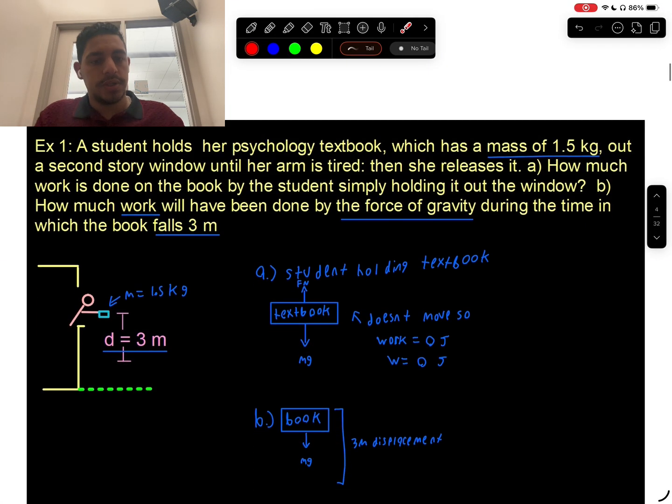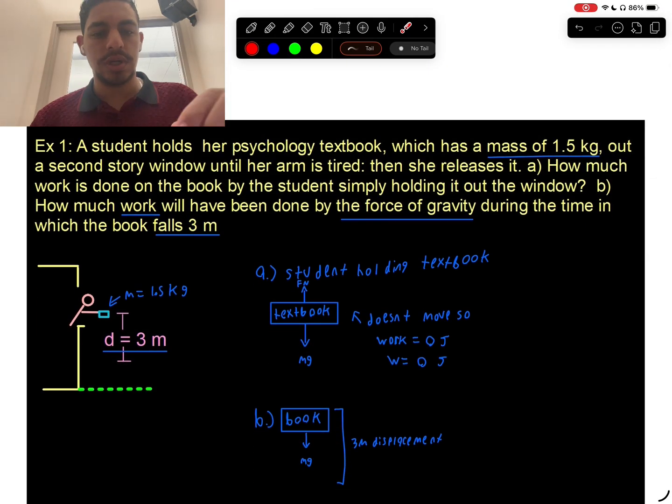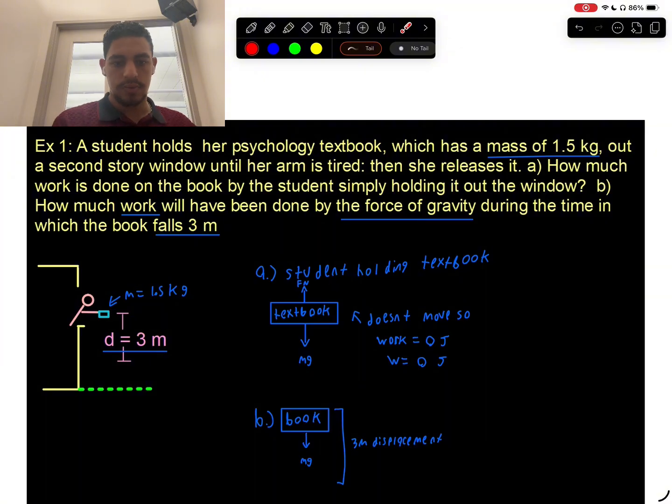So let's work through some examples. So we'll start with this example, right? You can read through it as well if you need to, but I'm going to read it out loud. So, a student holds her psychology textbook, which has a mass of 1.5 kilograms, right? That's important. Out of a second-story window until her arm is tired, then she releases it. So question A is asking, how much work is done on the book by the student simply holding it out the window? So let's start there.